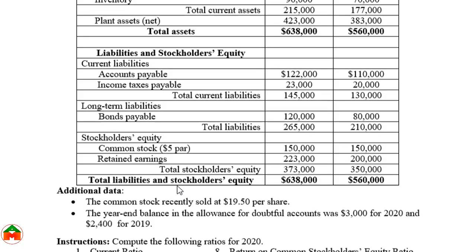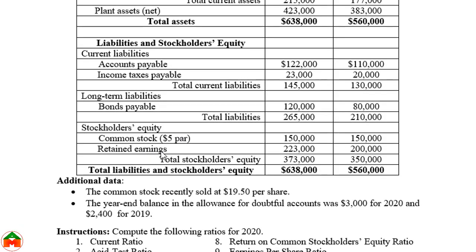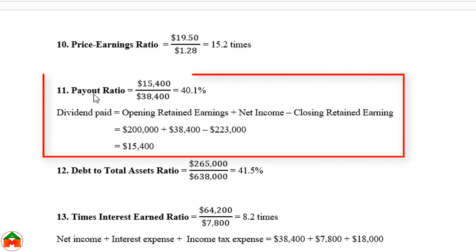So this is the problem, but in the problem we don't find the amount of cash dividend paid, but we can calculate it by adjusting the retained earnings. Let's see the solution. We can see the dividend payout ratio 15,400. This 15,400 is the cash dividend paid. How have we calculated it?